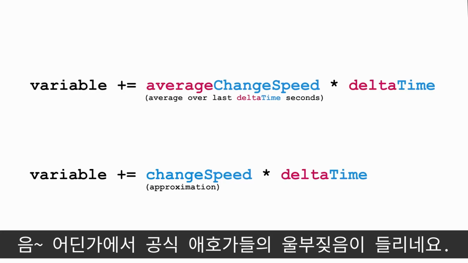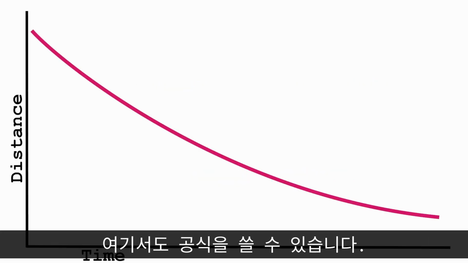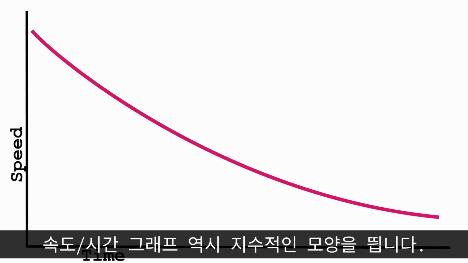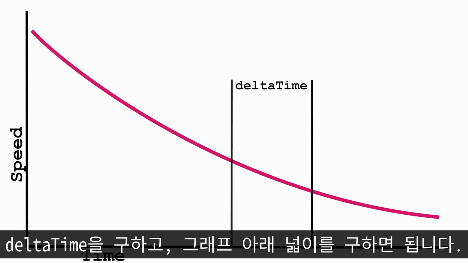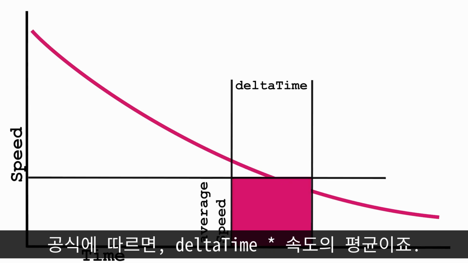And now I can hear all of the formula lovers crying, oh my god, why didn't you use the formula? Oh, don't worry, you can do that here as well. Instead of looking at the distance, you just have to look at the speed. And as it turns out, the speed is an exponential function as well. It starts out very fast and then gets slower and slower, but never reaches 0. And now if you got a time interval defined by delta time, then we just once again have to calculate the area under the graph, which we can do by multiplying delta time by the average speed within that interval.